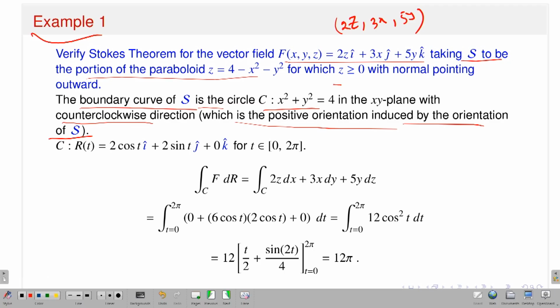That means, whether the left hand side is exactly equal to the right hand side. The left hand side is the line integral of my vector field capital F over C, and the right hand side is the surface integral. So let's first calculate the line integral.